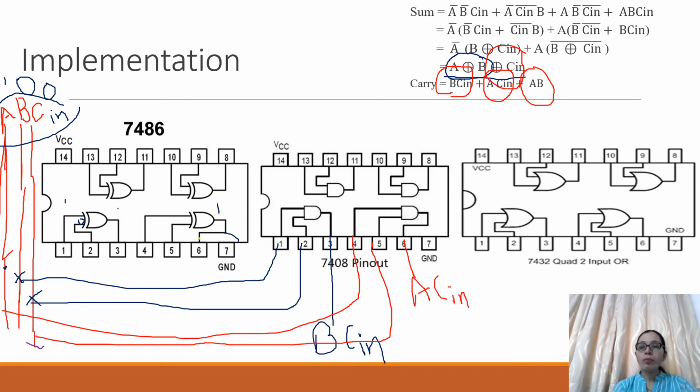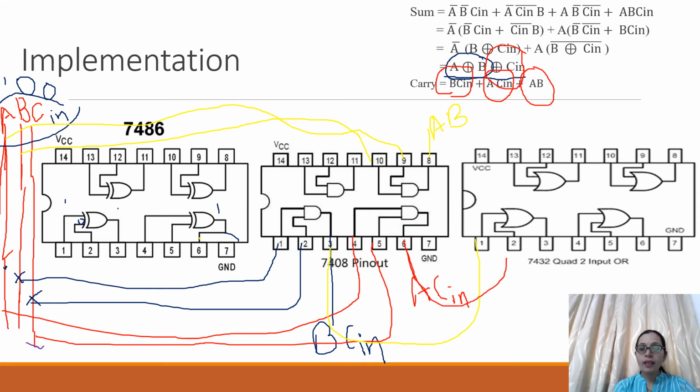And one more product term, A and B. So one wire I will take from A, that is 9, one wire I will take from B, that is 10, and I will get the output as AB at pin 8. So now I have obtained three product terms. Now I have to OR them. So the outputs of the AND gates are given as the input to the OR gate to get the plus. So this will be given to the one, that is BC in.